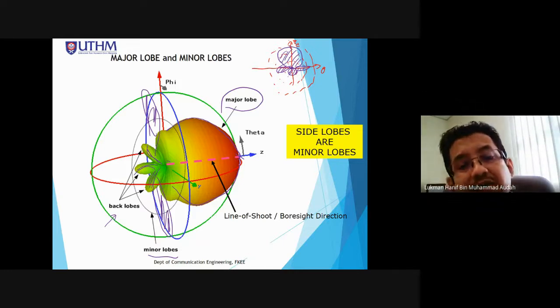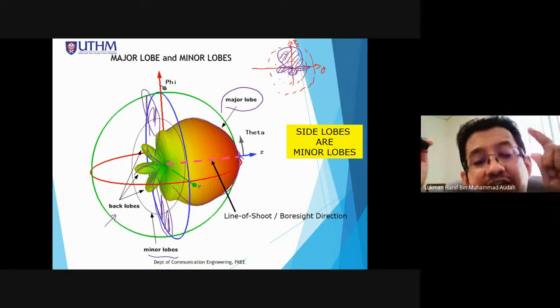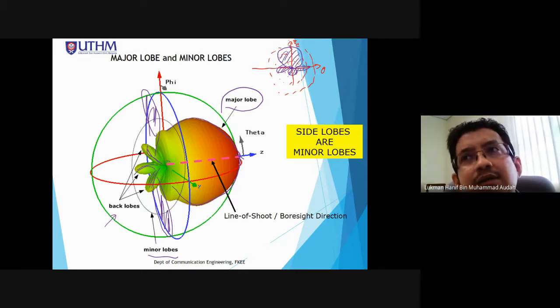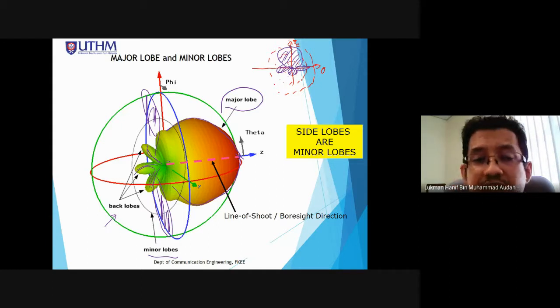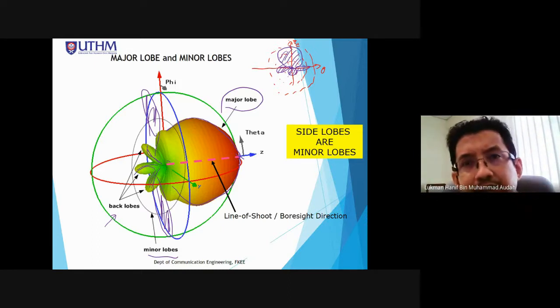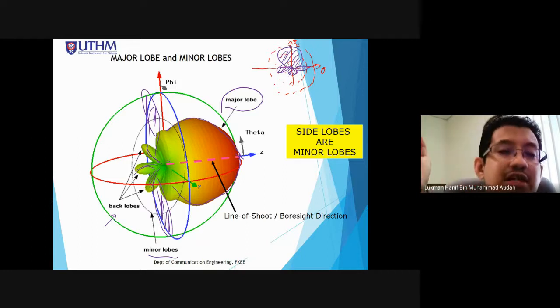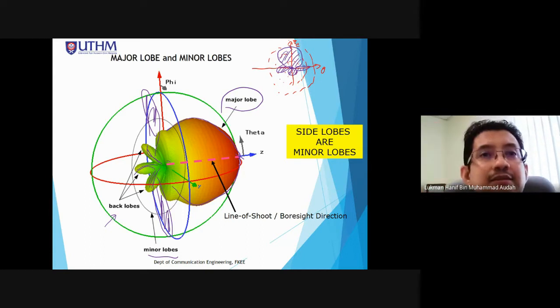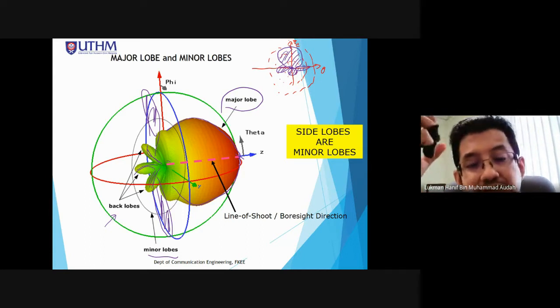Di UTHM kita ada satu anechoic chamber dekat EMC. EMC tu bangunan di sebelah Dewan F2. Okay, di sebelah Dewan F2 tu ada, opposite to the Muamalat Bank, ada satu bangunan EMC, Electromagnetic Center. Kita ada anechoic chamber di situ. Okay, anechoic chamber yang menyerap gema, tidak ada gema di situ.